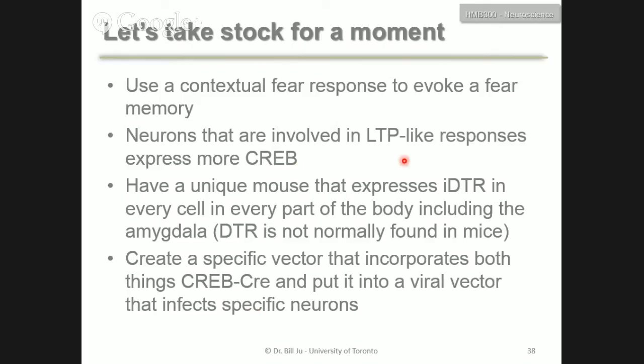It looks a lot like LTP, involves glutamate receptors, and involves CAM kinase, translocation of MAP kinase. And we can also make use, just like Karl Deisseroth did earlier on, of a unique mouse that was available to everyone. This unique mouse expresses what's known as diphtheria toxin receptor. And it's an inducible diphtheria toxin receptor. I'll get into why that's important in a moment. And it has this, by the way, in every single cell in its body. It's not unique to the brain.